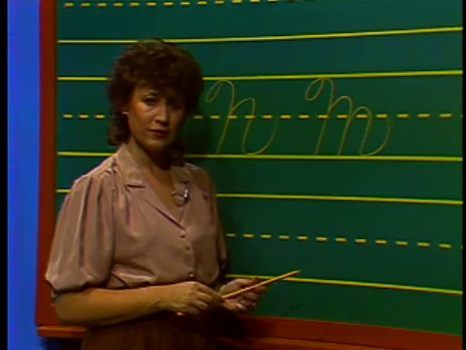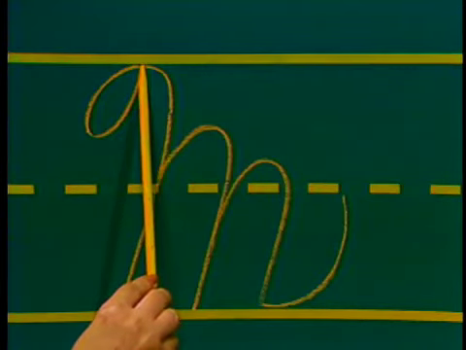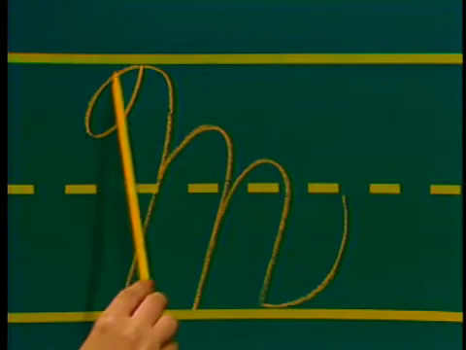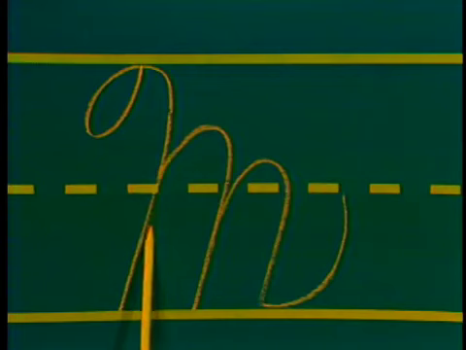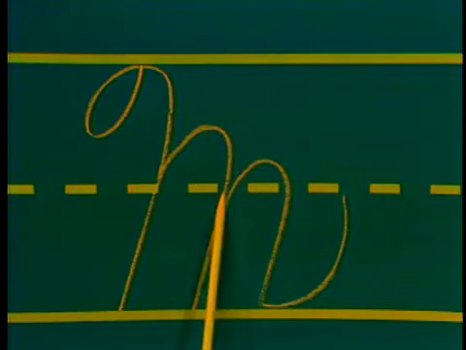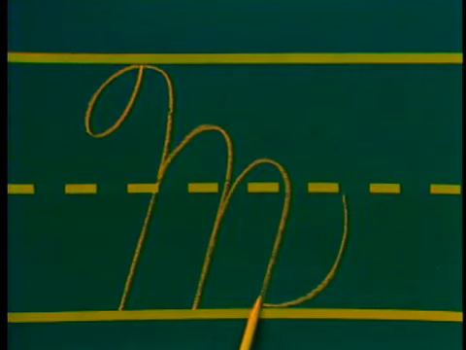Now put your pencil at the headline and let's make the capital letter M. Ready? Begin. Vertical loop, curve forward, slant. Now retrace, overcurve, slant. Retrace, overcurve, slant, and undercurve to the midline for the finish.